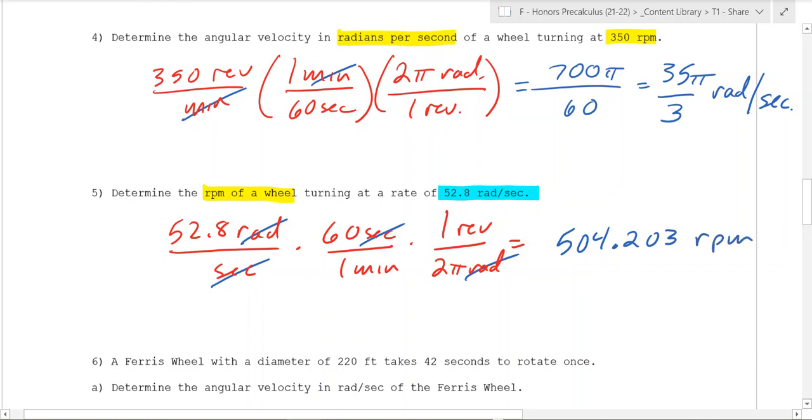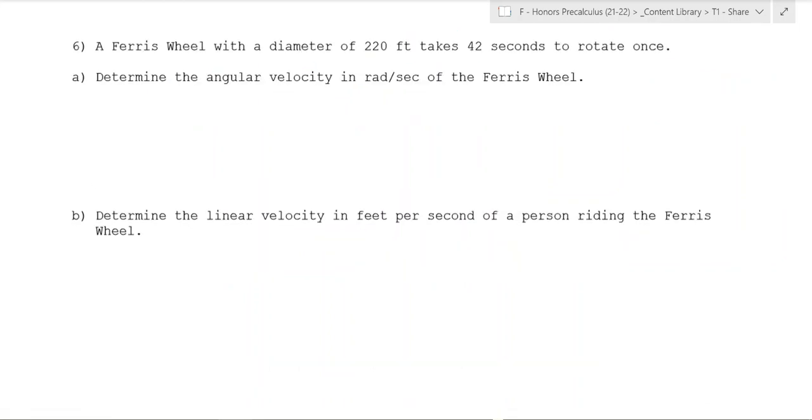Because you end up with 1 revolution on top, and minute on the bottom, RPM, revolutions per minute. So this has 2 things asking about a Ferris wheel that has a diameter of 220 feet and takes 42 seconds to rotate once. Determine the angular velocity, so that's something like radians per second, of the Ferris wheel. Oh, it actually told us that, yay.